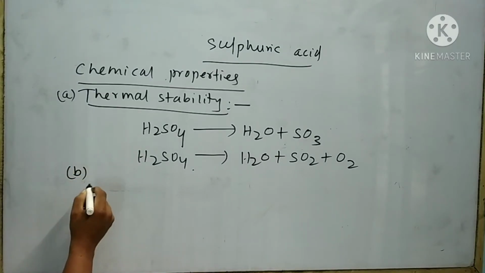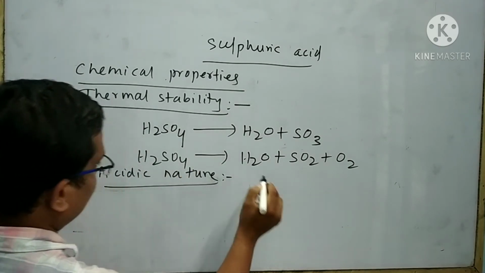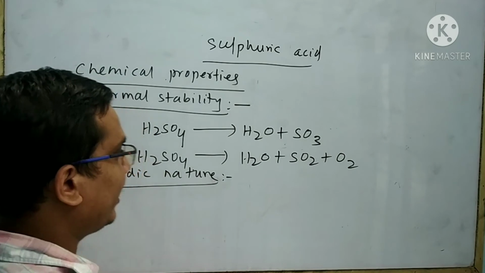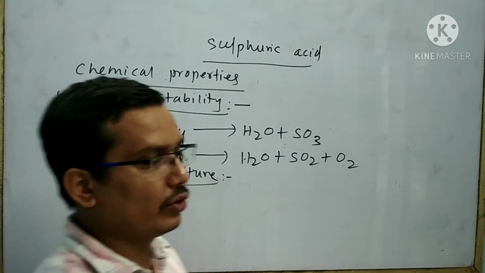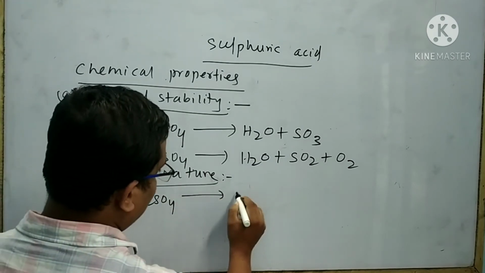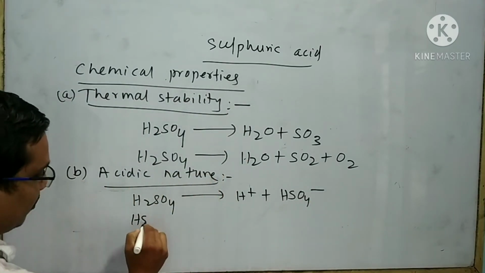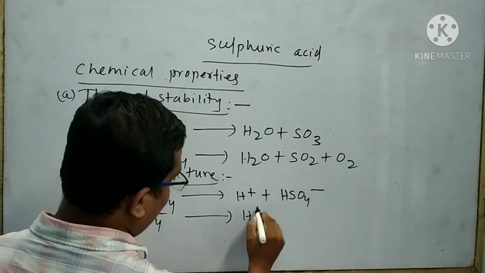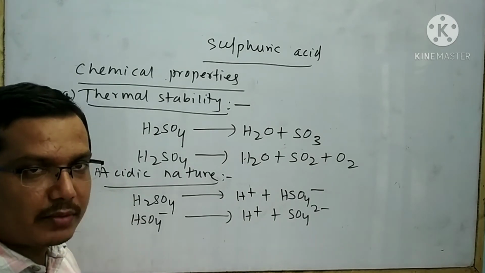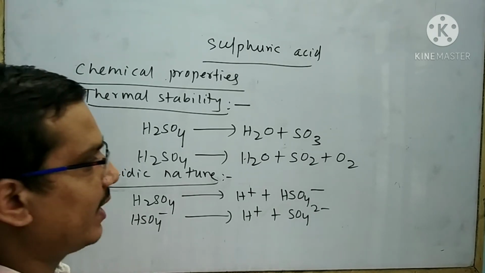Next chemical property: acidic nature. Sulfuric acid turns blue litmus to red. On adding water, sulfuric acid dissociates like this: H2SO4 gives H+ plus HSO4-. HSO4- gives H+ plus SO4 2-. Now I will explain some reactions in which H2SO4 shows an acidic character.